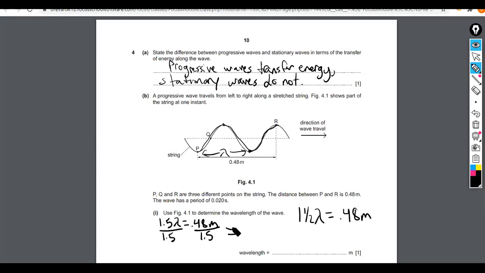Calculator check. 0.48 divided by 1.5. A little calculator check. I get 0.32 meters.